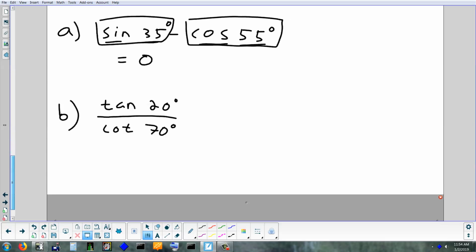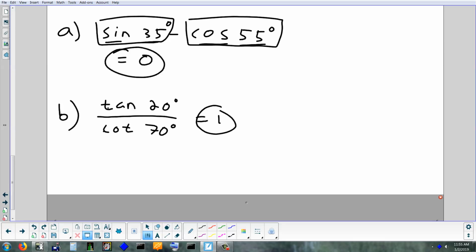And let's try it here. Tangent of 20 divided by cotangent of 70. What's that going to come out to? 1. How come? Because you're dividing two things that are the same. Tangent, cotangent, we've got cofunctions. 20, 70, we've got complementary angles. We're dividing two things that are the same and we get 1. So subtracting two things that are the same, you get 0. Dividing two things that are the same, you get 1.